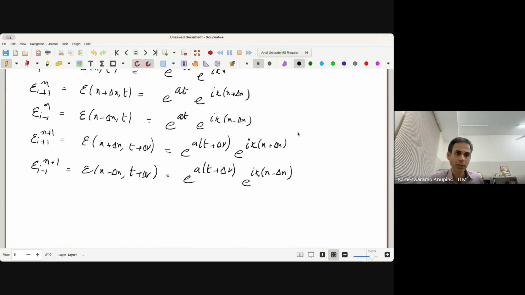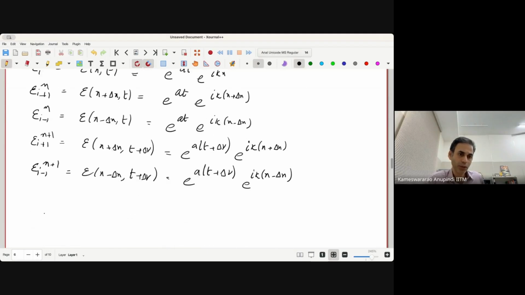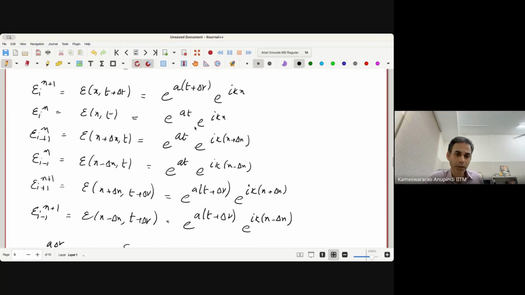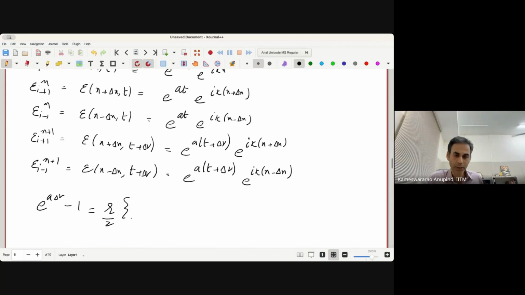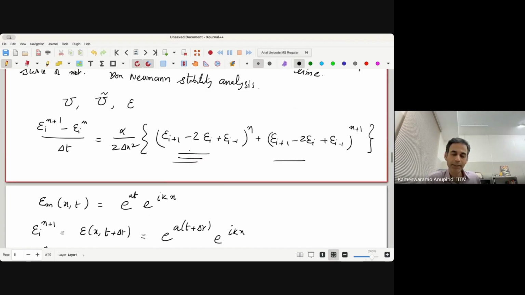So I'll just do it again. This is going to be on the left hand side. If you do this, we're going to essentially get e to the power a delta t minus 1 equals r times... You remember, this is not r, this is going to be r by 2, right? We have, if you define alpha delta t by delta x square as r. Then we're going to get e to the power a t and e to the power ikx cancelled on both sides. So this will turn out to be essentially as before.